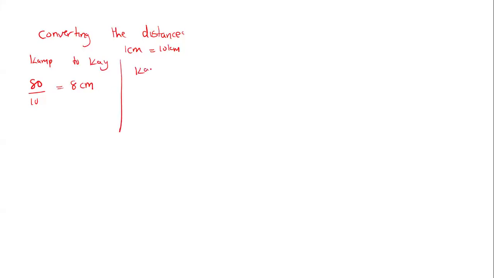The distance from Kayunga to, I think it was what? To Busana. And what was the distance? It was 40. So you say 40 out of 10, which will give you 4 centimeters. Then you go to the distance from Busana to Bulamuti. What was it? It was 20 kilometers. So you say 20 divided by 10, which is equal to 2 centimeters.